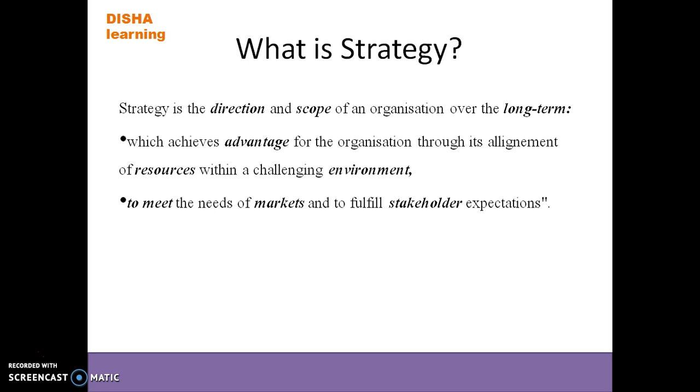And why do we need to have a strategy? We need to have a strategy to meet the needs of the market and to fulfill stakeholder expectations. So the strategy has to meet the needs of the market because they have to like it. It has to fulfill their expectations as well as the stakeholder expectations, people who are involved with the organization, which would include the board of directors, the CEO, the employees, even external stakeholders.